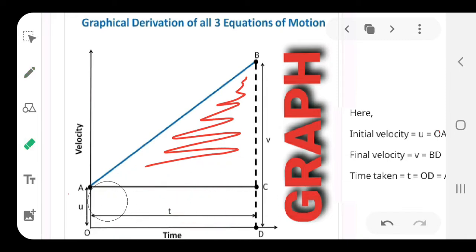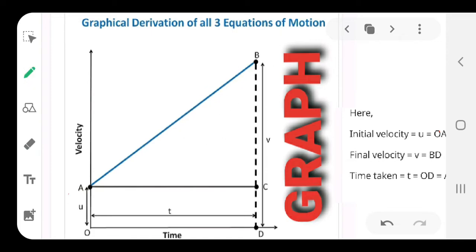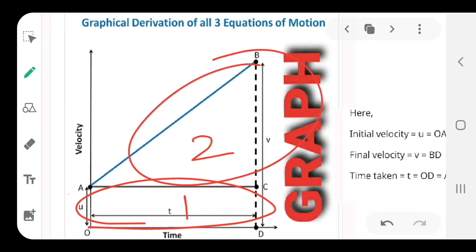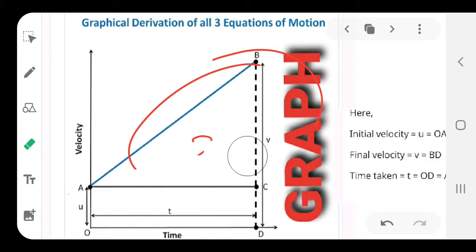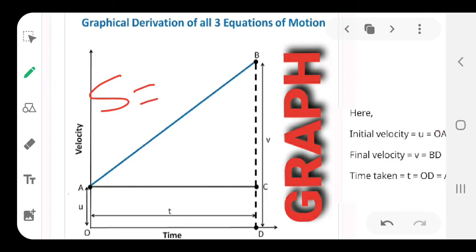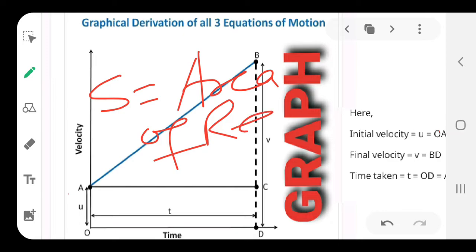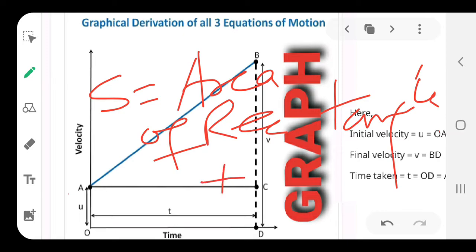Now, how to calculate that distance covered? In order to simplify, if that is the whole distance, I can break it up into two parts, 1 and 2. This first part you can see is a rectangle and the second part is a triangle. That gives you a good hint how we can solve it. So, the distance covered in this graph is given by the area of rectangle plus the area of triangle.